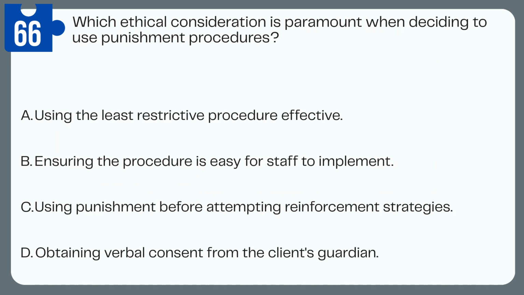Question 66. Which ethical consideration is paramount when deciding to use punishment procedures? A. Using the least restrictive procedure effective. B. Ensuring the procedure is easy for staff to implement. C. Using punishment before attempting reinforcement strategies. D. Obtaining verbal consent from the client's guardian.